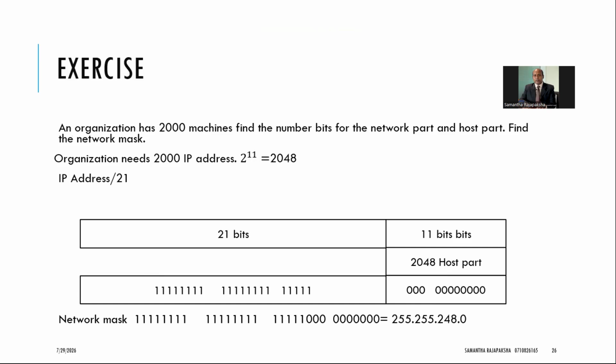This is another example. If you have 2000 machines, then you can see the closest 2 to the power is 2 to the power 11. So 11 bits for the host, 21 bits for the network. Then you can make 21 bits 1, 11 bits 0. Then convert this into decimal: 255.255.248.0.